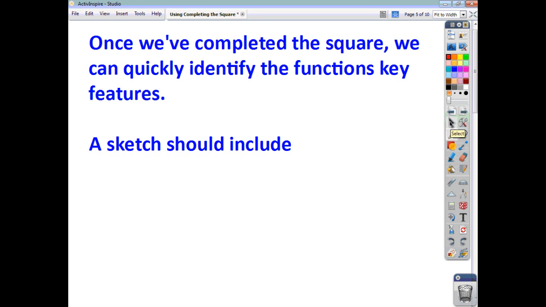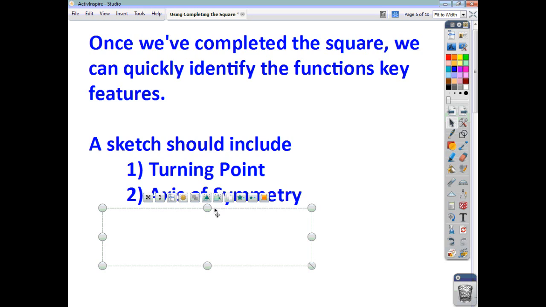So let's think about what we need to make up a sketch. As we said, completing the square is done for a reason, and one of the reasons it's used is to identify key features of a quadratic function quickly. If you were asked to do a sketch, there are certain things you should think about. The first is you've got to identify and include the turning point. You've also got to think about the axis of symmetry. The axis of symmetry will go through the turning point. It will be a vertical line going through the turning point, so the equation will be x equals something. Remember, a parabola, which is what you get when you graph a quadratic function, is symmetrical.